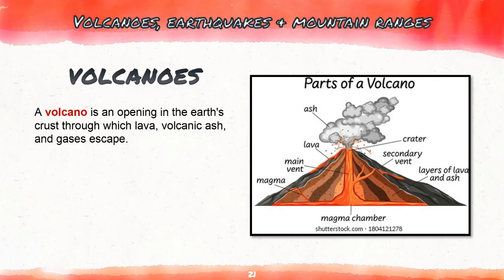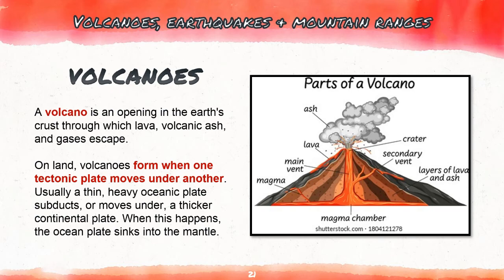And we have here the crater or the opening or the mouth of the volcano. So there are some cases wherein the magma flows out of the volcano in another hole, and that is what we call the secondary vent.